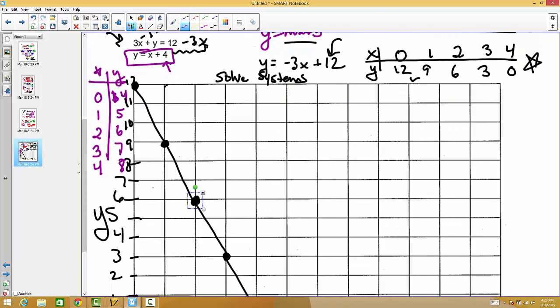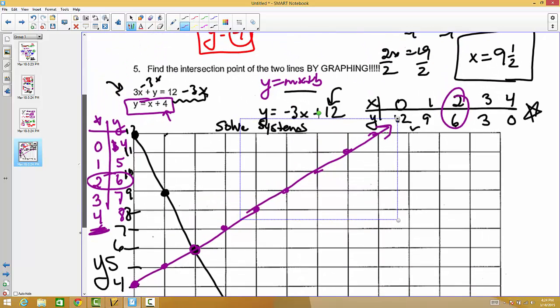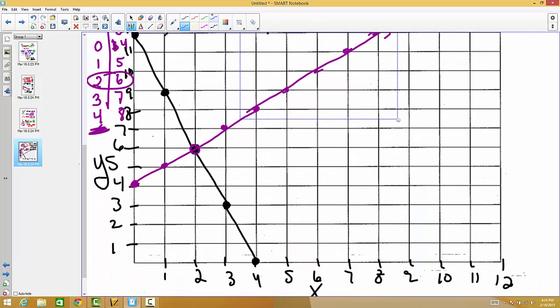And then over here, we have 0 gives 4, 1 gives 5, 2 gives 6, there we go, that's our crosser, 3 gives 7, and 4 gives 8. And then you could keep going if you wanted. This is a slope of 1, so it's just going literally perfectly diagonal. Isn't that fantastically beautiful? So the intersection point needs to be labeled. So over 2, up 6.